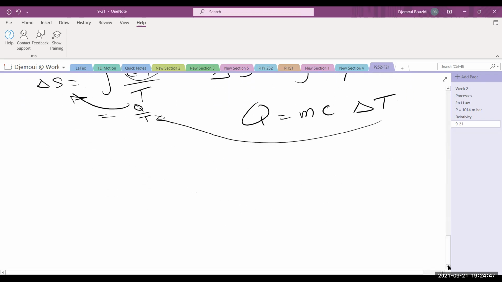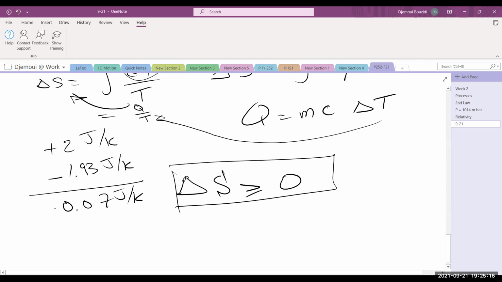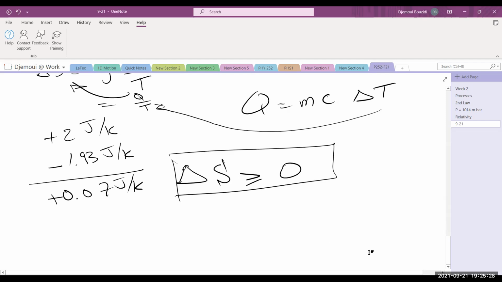At the end, always keep in mind the entropy of the universe. If you're asked to add up the entropies to check, this must always be true. This is the second law of thermodynamics. So if the first one was, I don't know, 2 joules per Kelvin, and the second one, let's say, 1.93 joules per Kelvin, and this one actually is clearly negative, then if I add the two, it's going to be 0.07 joules per Kelvin. So the entropy of the universe must have increased by this amount. It's always going to be increasing in a realistic scenario, okay? So this is basically some of the things that you need to remember.